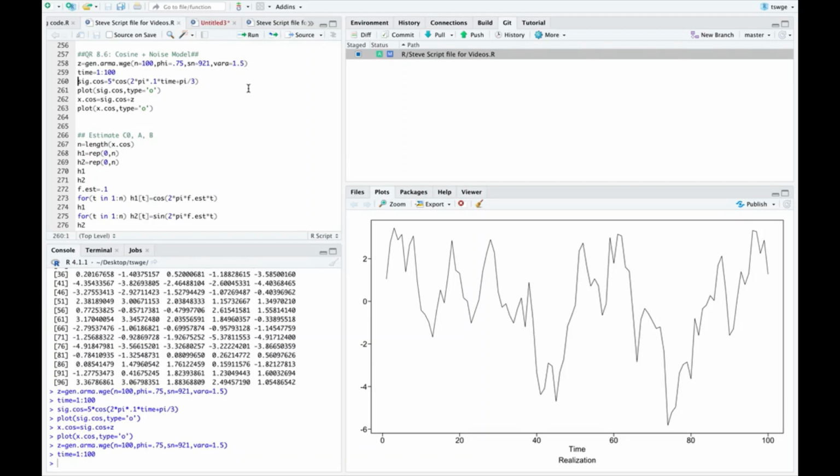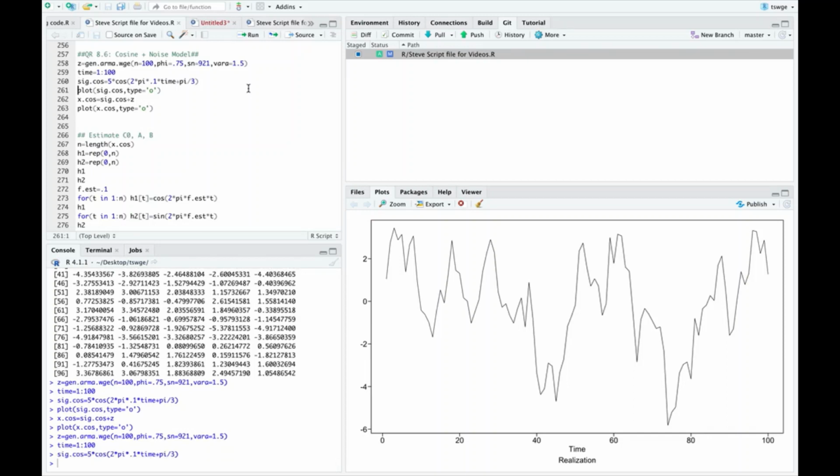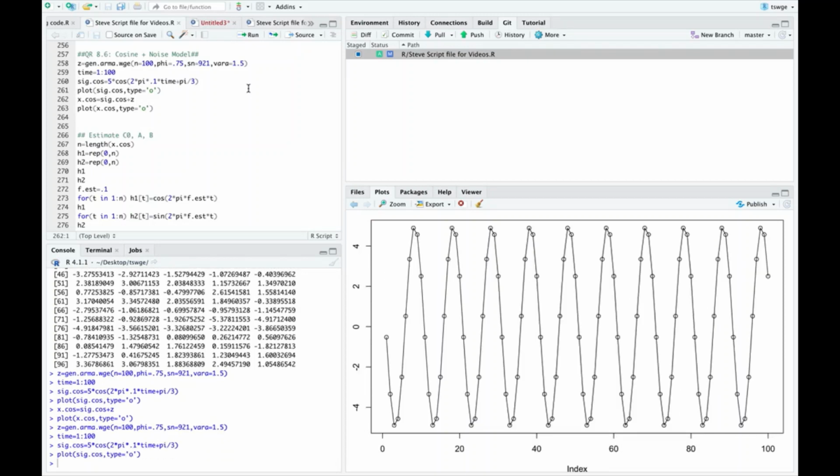Then we're going to create this cosine curve. We'll call it sig.cos for signal. 5 times, so the amplitude's 5, times cosine of 2 pi times 0.1 times t plus pi over 3. So the 0.1 is the frequency, that's the F, and the pi over 3 is the phase shift. So let's do that, and then we will plot it, and it looks like this, as we would expect.